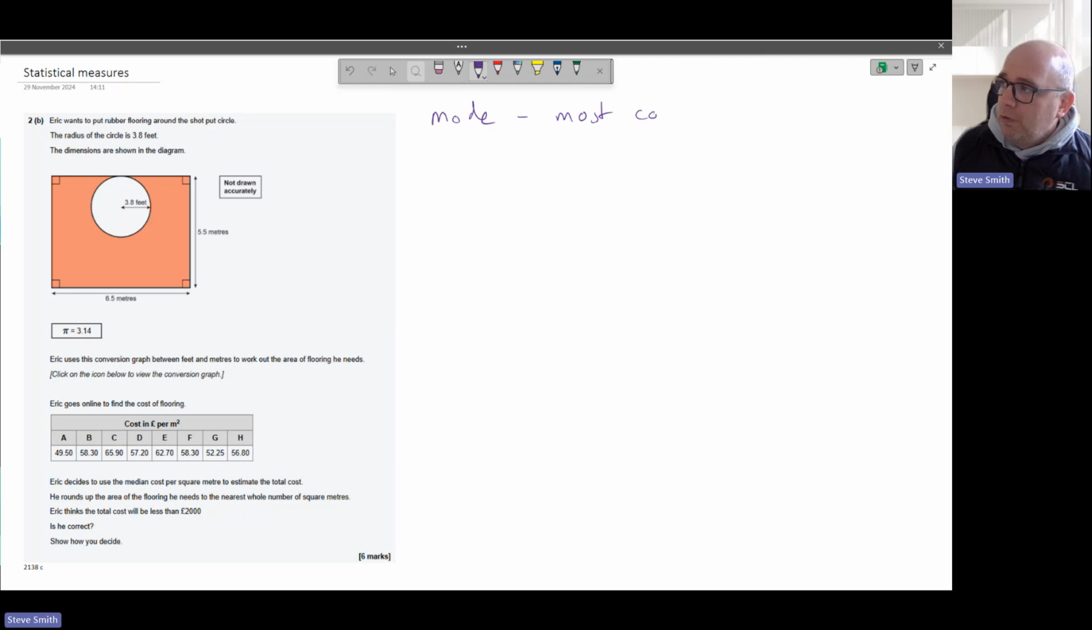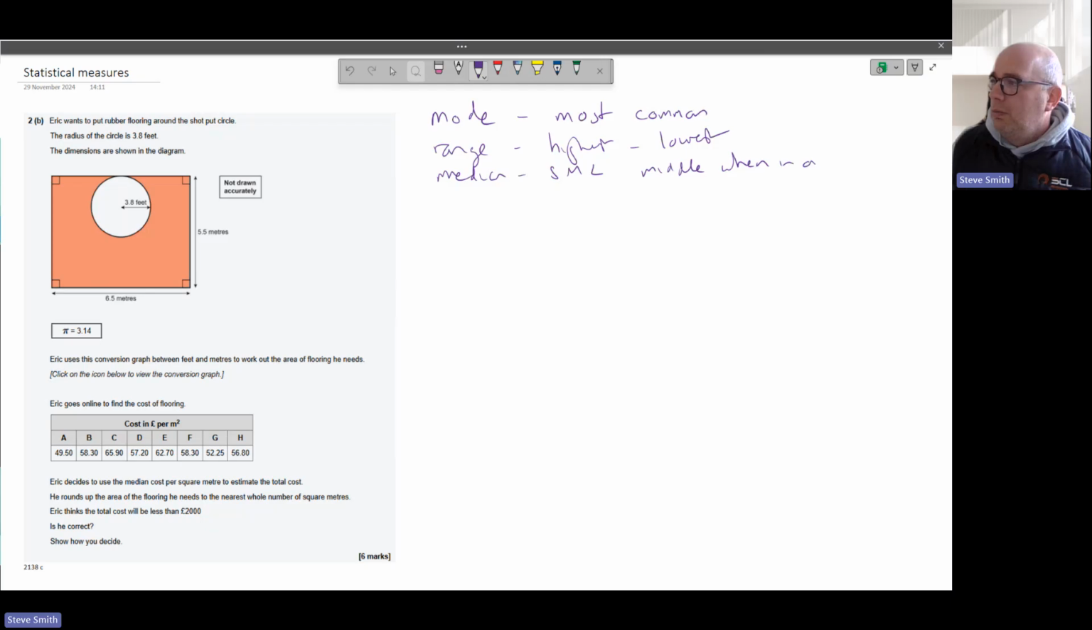So we've got most common for mode. For range, we've got the highest figure, take away the lowest. Median, we think of it as being clothes: small, medium, and large. So it's the middle number when in order, middle when in order. And then mean, add all up, and divide by number of occurrences.